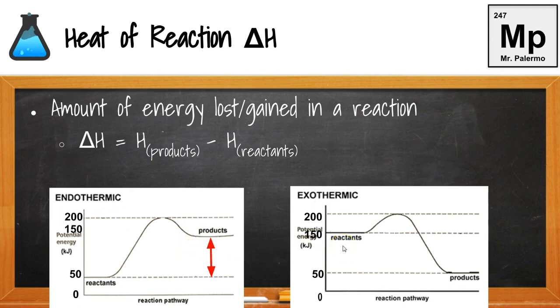Exothermic, it's still products minus reactants, so it's still the same change. The number's still the same, but now products are 50, reactants are 150, so 50 minus 150 is negative 100. So that's why when we switch or reverse a reaction, the sign switches. The delta H, the change in energy, is still the same.